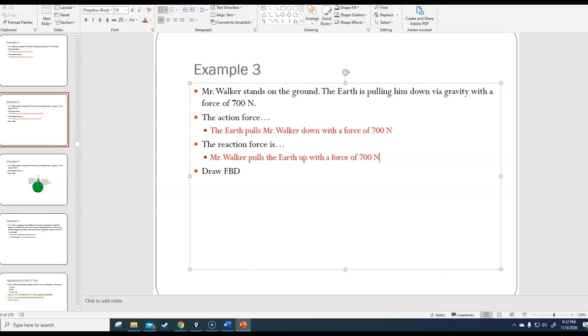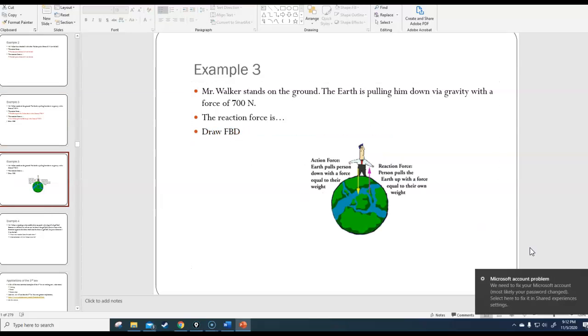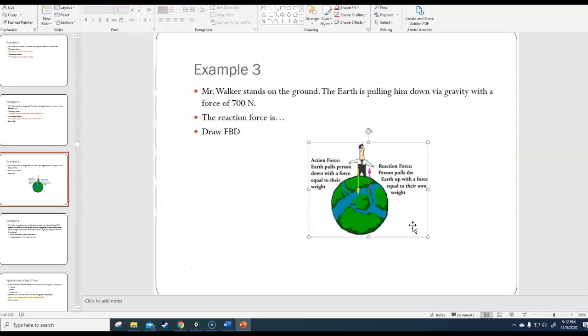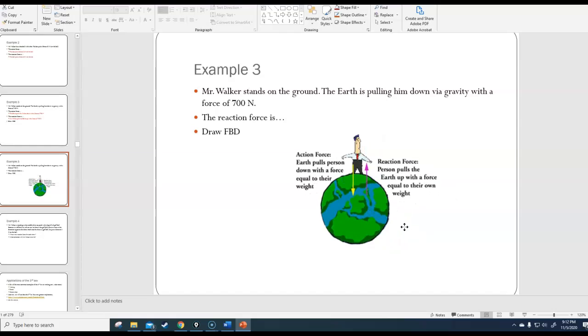And so the FBD for that situation would look something like this, basically. All right, so the action force: the Earth pulls a person down with a force equal to their weight. The reaction force is that the person pulls the Earth up with a force equal to their own weight. So it has nothing to do at all with a normal force.